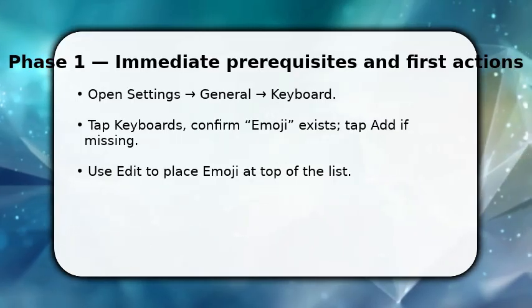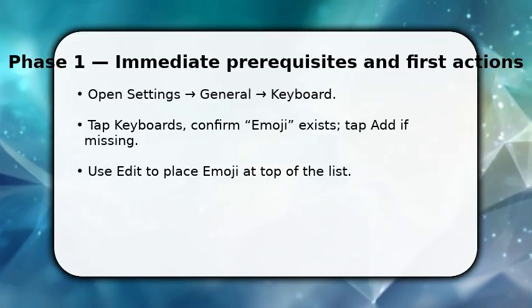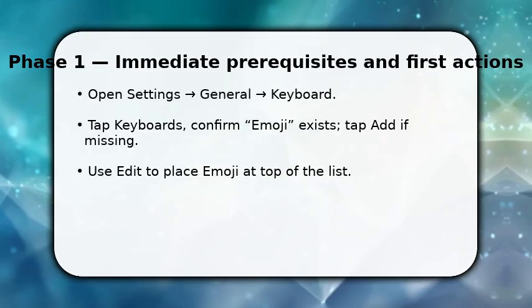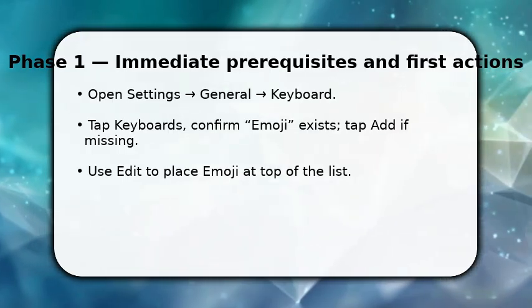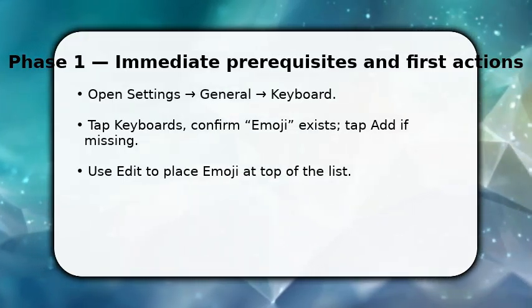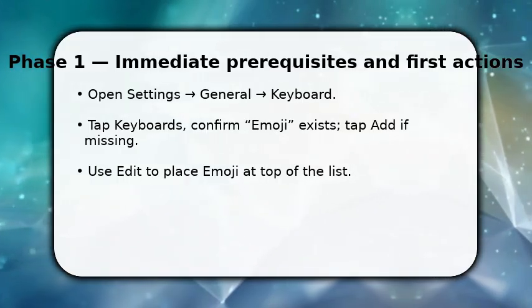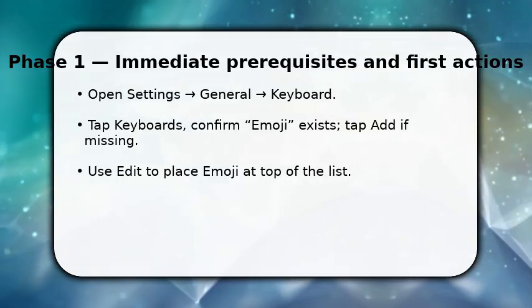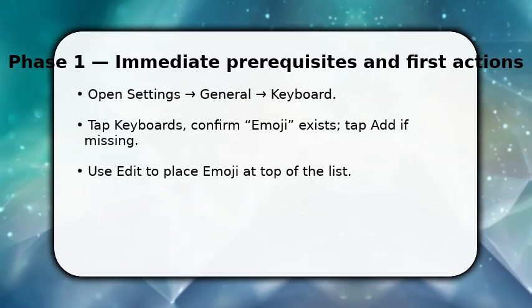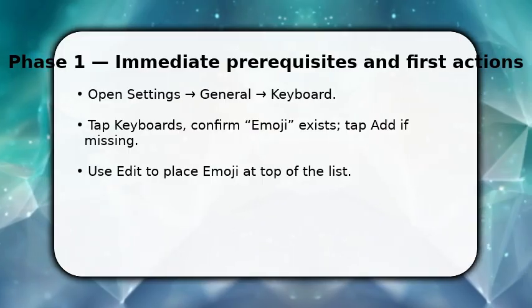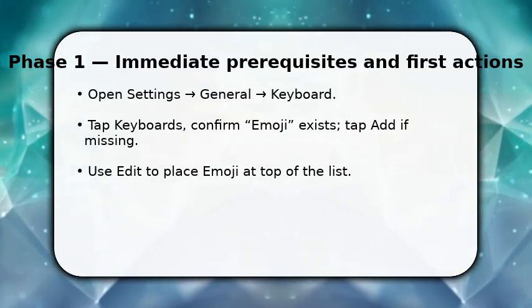You're starting by making sure the Emoji keyboard is active. This is the step that controls which key appears on the keyboard. Go to Settings, then General, then Keyboard. You'll see keyboards listed. If Emoji isn't present, tap Add New Keyboard and choose Emoji. Once it's added, tap Edit and drag Emoji to the top so it becomes the primary alternate key. This changes how the globe/smiley button behaves when you type, which is why order matters.